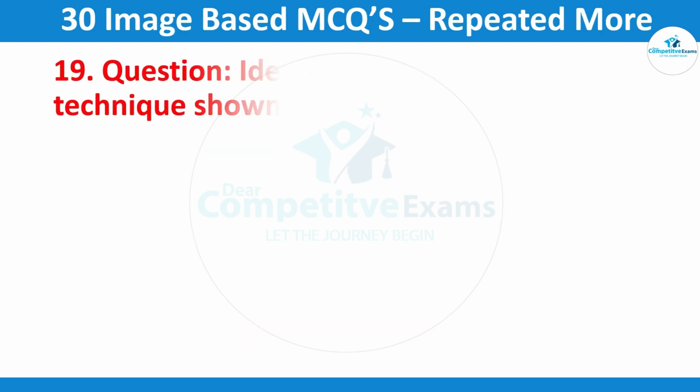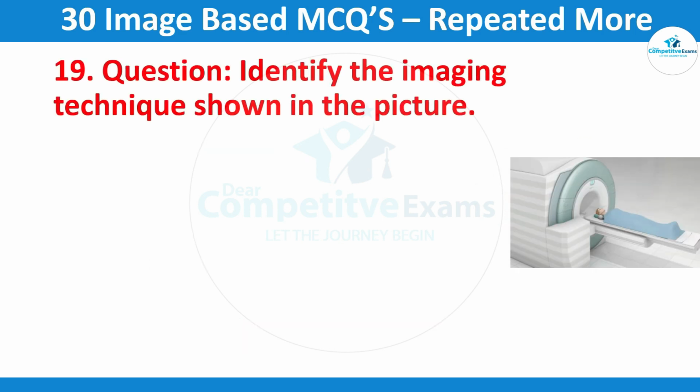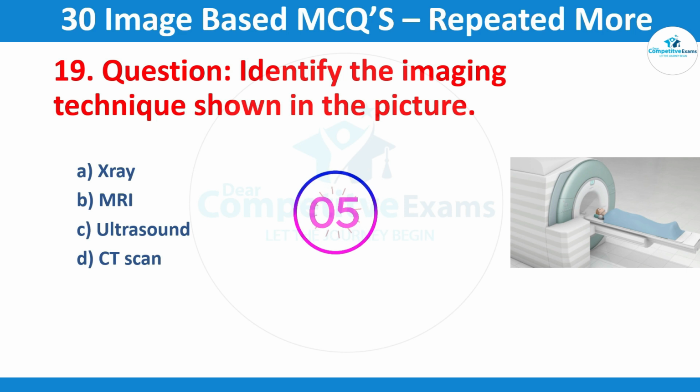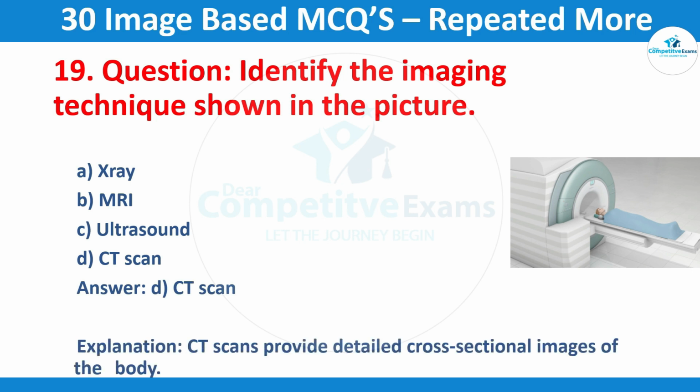Question number 19. Identify the imaging technique shown in the picture. Options: X-ray, MRI, ultrasound, or CT scan. Correct answer, CT scan. CT scan provides detailed cross-sectional images of the body.